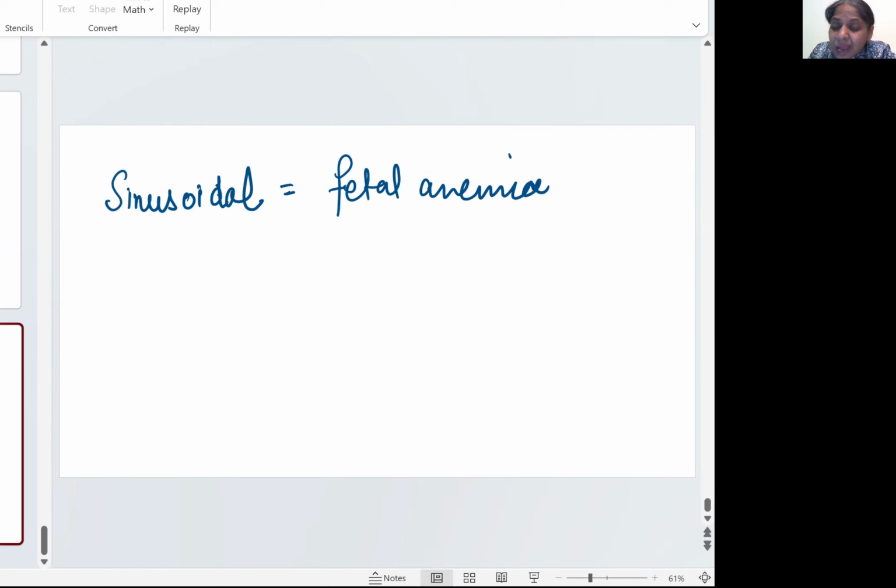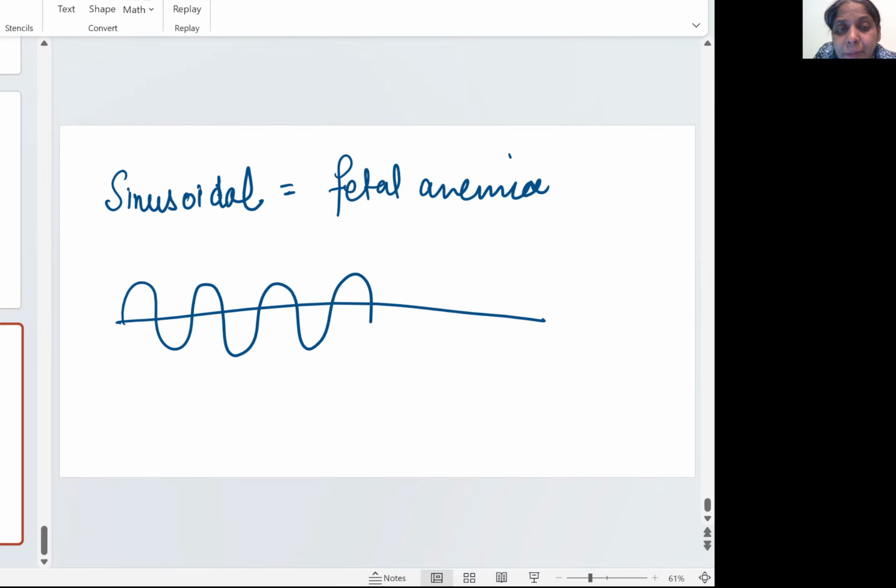Sinusoidal pattern is seen in fetal anemia. What is a sinusoidal pattern on CTG? This is the sinusoidal pattern. Sinusoidal pattern on CTG is seen in fetal anemia. Is it okay?